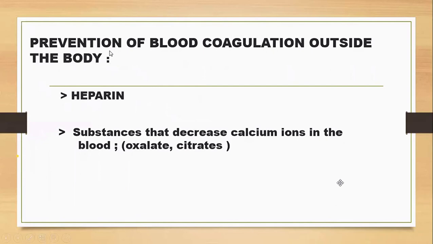So, prevention of blood coagulation outside the body. Inside the body, it can be prevented, right? Your thrombomodulin complexing with thrombin. While outside the body, we have heparin and substances that decrease calcium ions in the blood, because calcium ions are important for blood clotting, both in the extrinsic and the intrinsic pathways. Substances that decrease calcium ions are oxalates and citrates. Okay? And heparin.